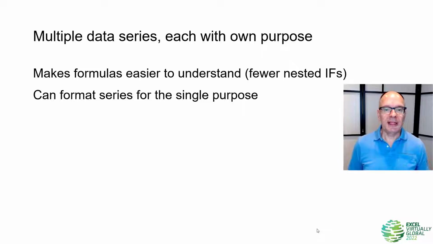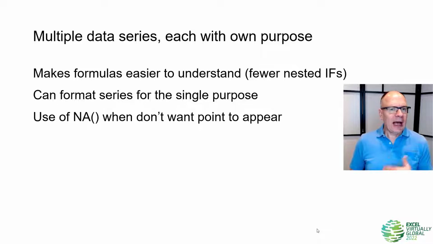Formatting is probably the biggest thing. When you have a single purpose for a data series, you can format it just for that single purpose. You don't have to worry about conditional formatting, because if it's always above, it's always going to be above. If you have a particular color you use for that, or a particular formatting you use for that, that's easy to apply, and it's always going to be there because it's only one purpose. You don't have to worry about conditional. Now, how is it that you could do that? Because won't everything always show up, Dave?